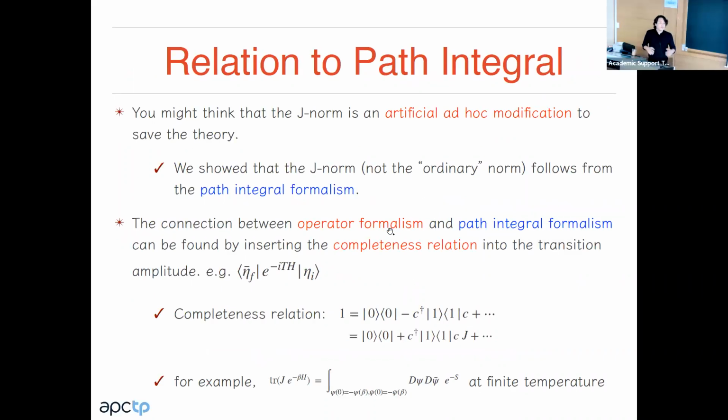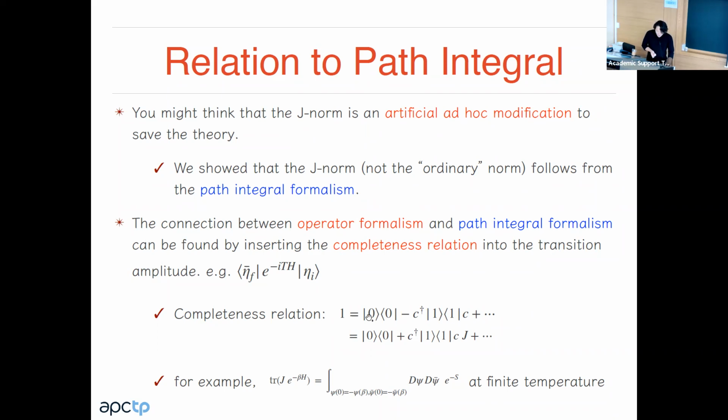So now we have to really start from the basics. What we learn when we learn the path integral is that we start from the transition amplitude and insert a completeness relation at each time slice, and then you connect the operator formalism to the path integral formalism. Actually, from the operator formalism, you get this path integral formalism.